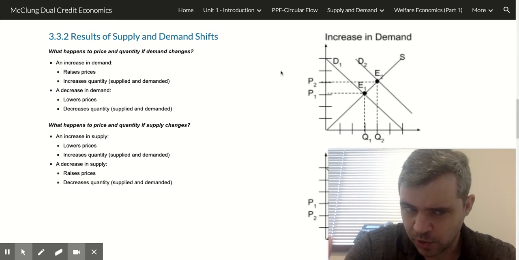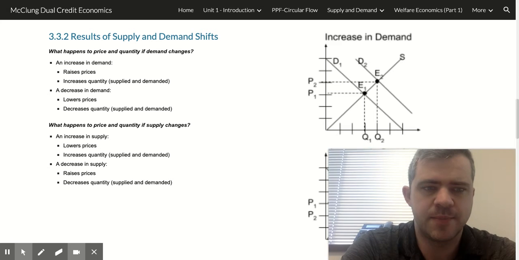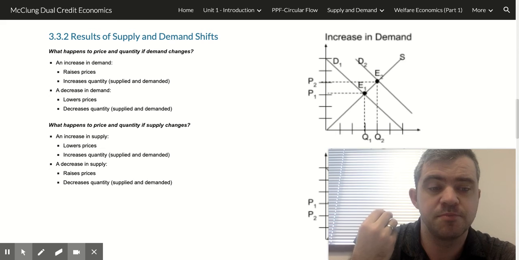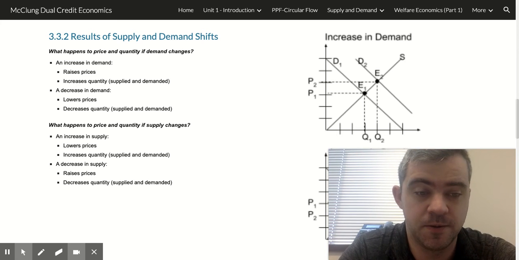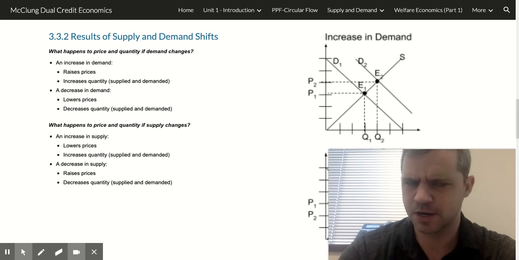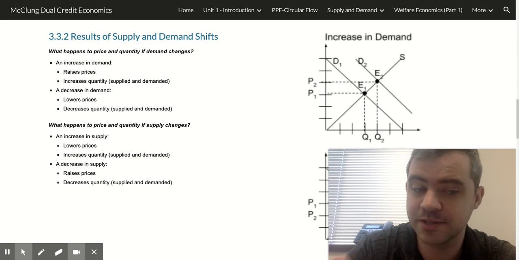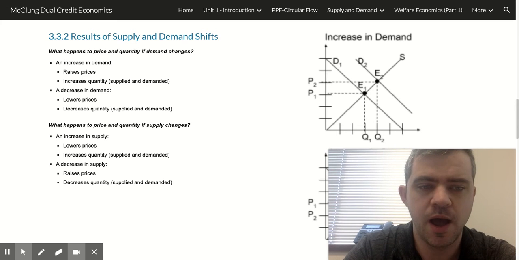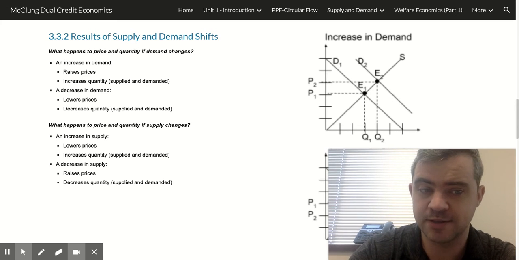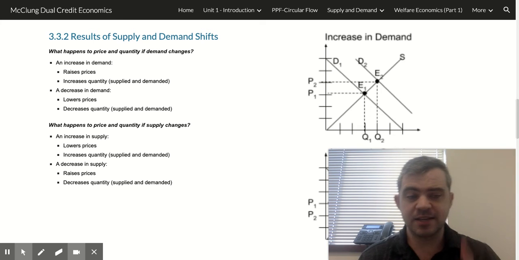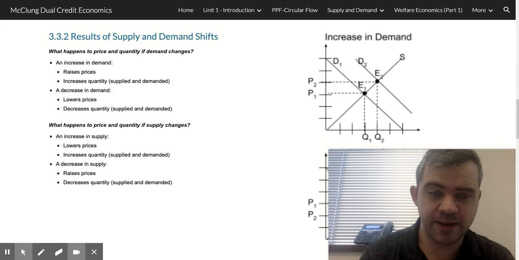Now, imagine there wasn't a graph here. Okay, imagine you were just using your common sense here. If something has caused people to want something more, then are we going to charge more or less? Well, we're going to charge more. If something has happened that makes people want something more, demand has increased, are we going to produce more or less? We're going to produce more. So, an increase in demand leads to higher prices and higher quantity.